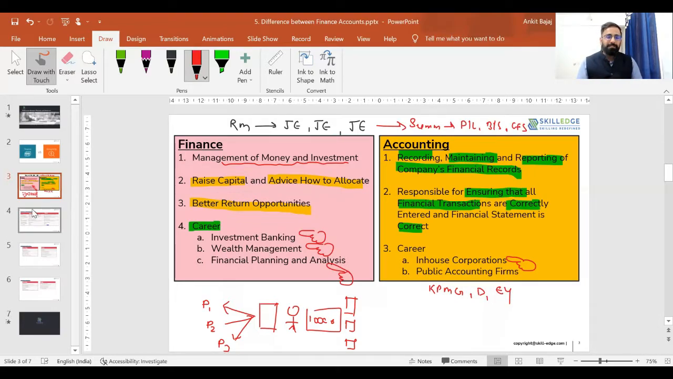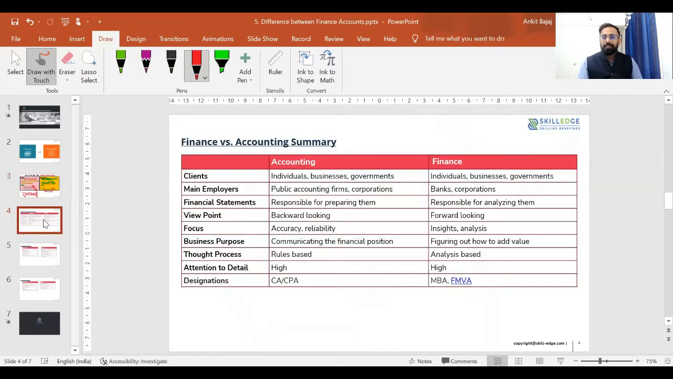Now further we will be discussing more differences between accounting and finance. So if I give you the summary, right? If I talk about the clients, who can be the clients if you are appointed as an accountant of some business?